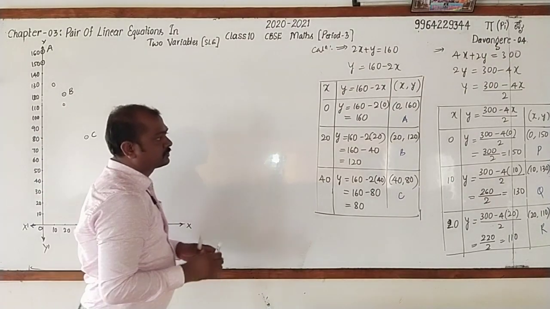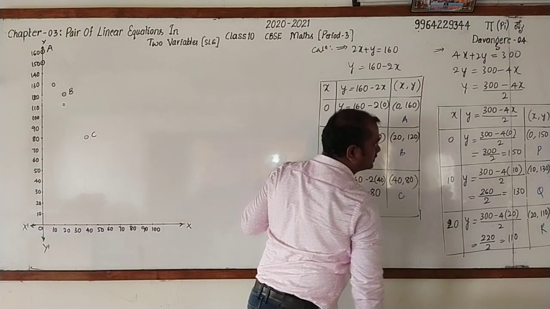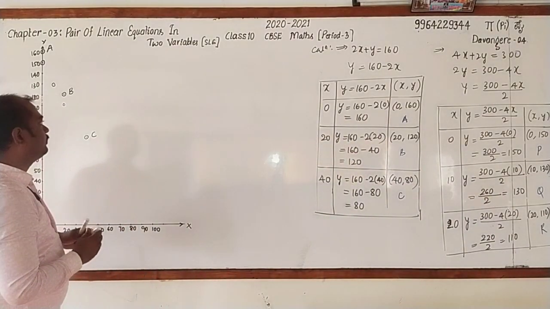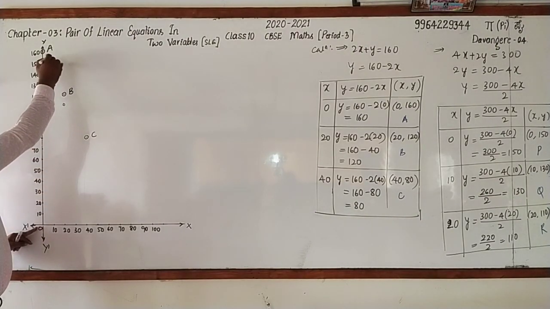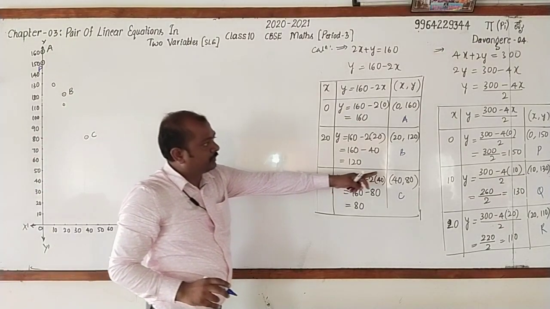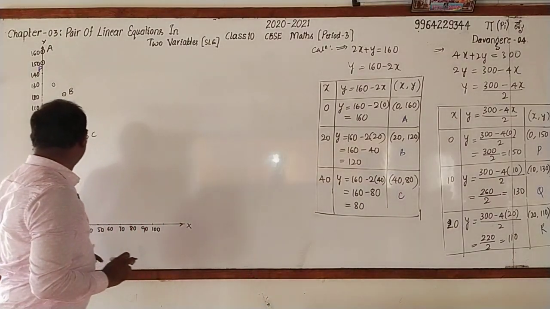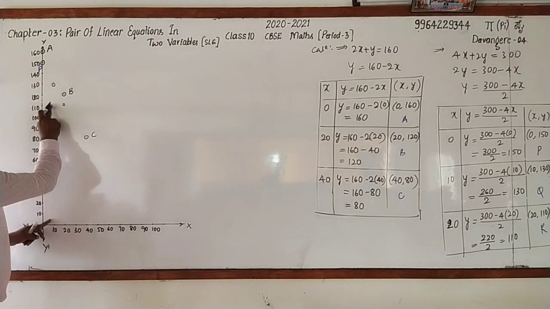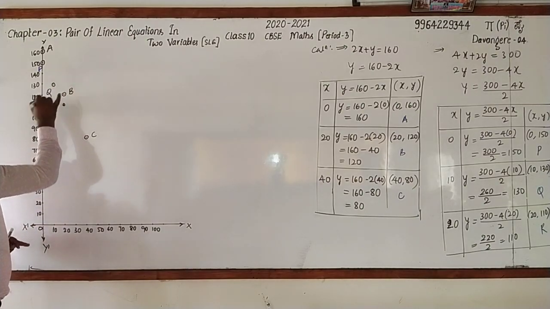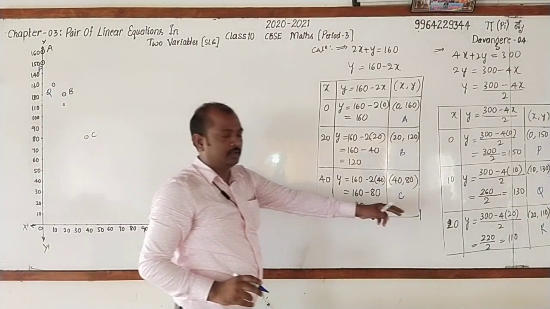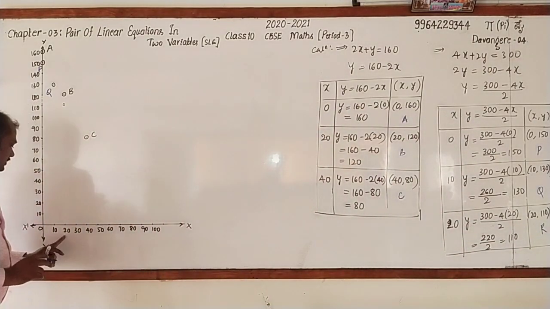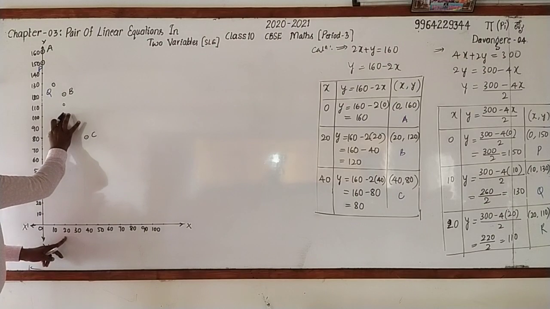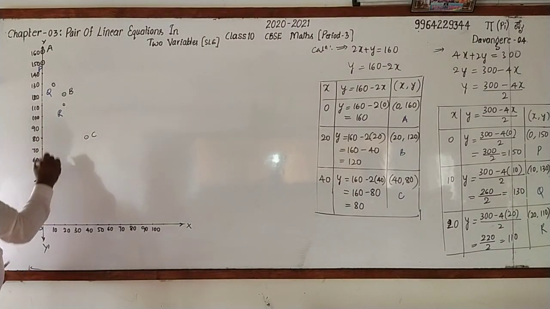Now, let us go for taking the remaining 3 points. First one is 0, 150. See, X is 0 and Y is 150. I call this P. Next one is 10, 130. 10, 130 is here, Q. Then third point is 20, 110. X is 20, Y is 110. I call it R.